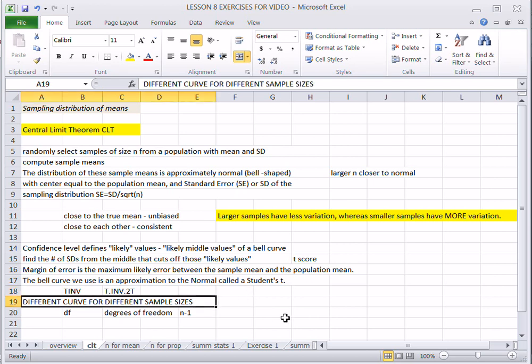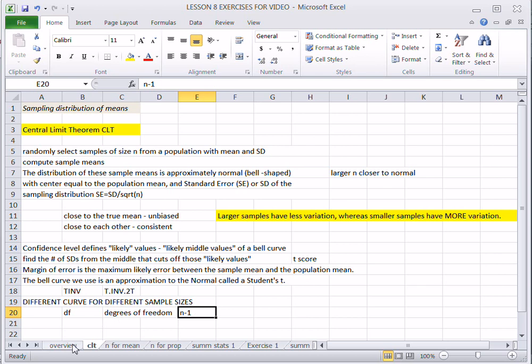Now, the student t-distribution completely depends upon the sample size, because the bigger the sample size, the closer to the normal. So what we have to do is tell the t-inverse command how big our sample size was. But instead of entering the sample size, we work with degrees of freedom, okay? And degrees of freedom is 1 smaller than the sample size.